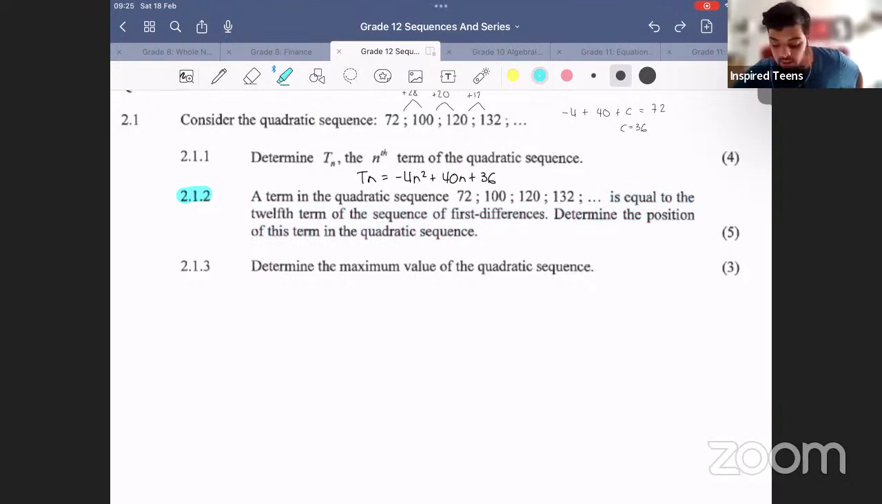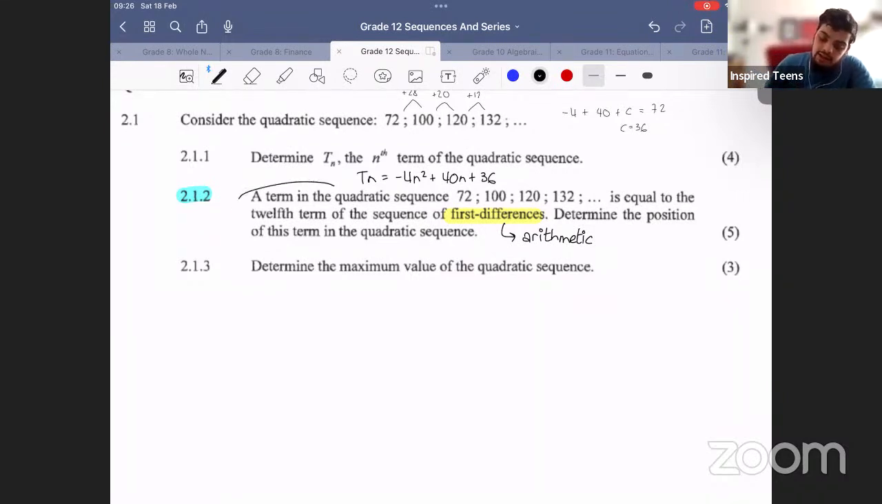So in this case, this question is a bit complicated. It's referring to a term in the quadratic and a term in the first differences. So in this question, the first thing is that you need to understand that the first differences actually form an arithmetic sequence. That's the first understanding you need to have in order to answer this question.